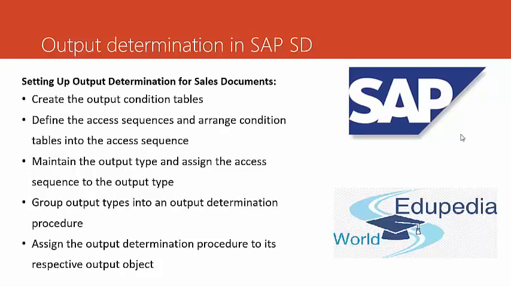So we have completed our output determination customization in the SAP SD module. We created the output condition table. We defined the access sequence and arranged condition tables into the access sequence. We maintained the output type and assigned the access sequence to the output type. We grouped output types into an output determination procedure, and we assigned the output determination procedure to its respective output object.